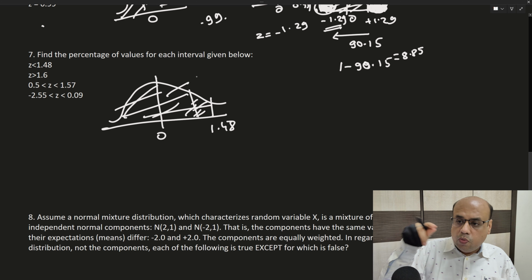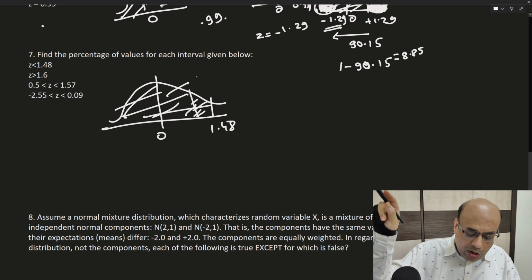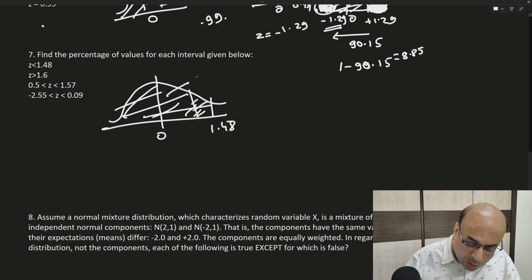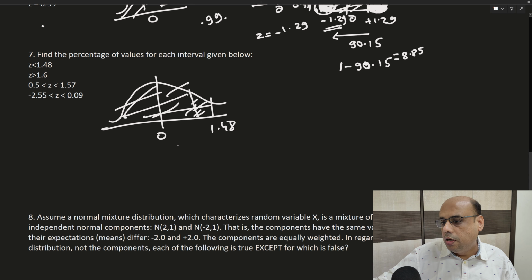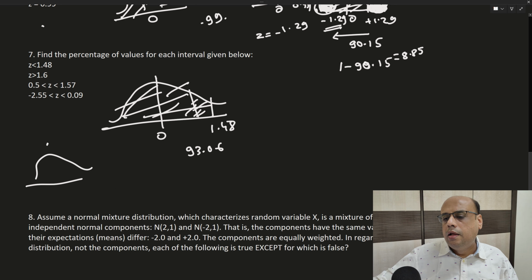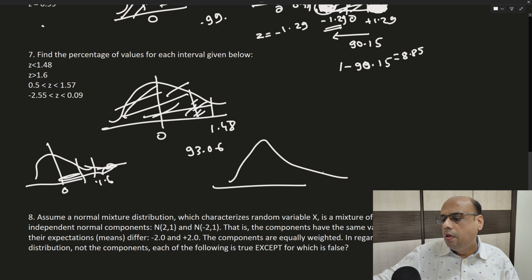1.48 is just 1.4, you take the row, and 0.08, take the column. So 1.48 is how much? 93.06%. So less than this is this area. And z more than 1.6 is, again, this is 0 and this is, let's say, 1. So this is 1.6. So more than 1.6 is this area.